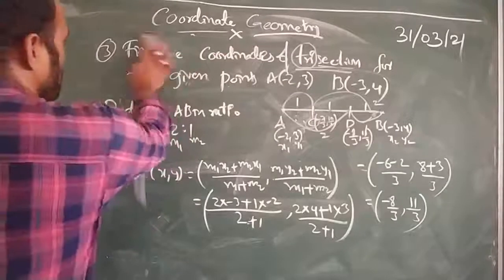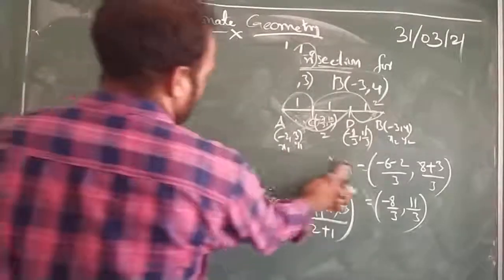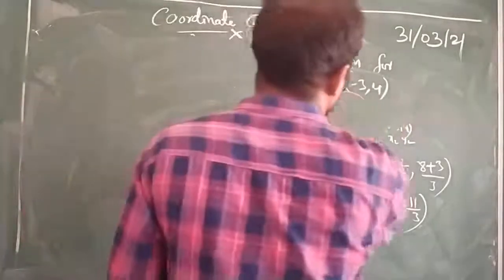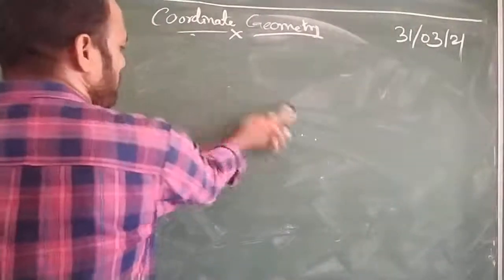Now the same question, he may ask in a different manner. Trisection over, next we will concentrate on 4 equal parts. Trisection means 3 parts.